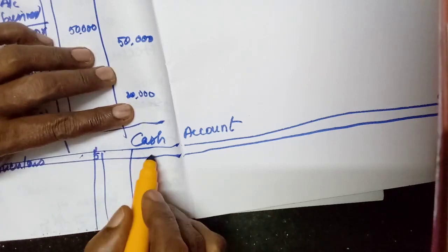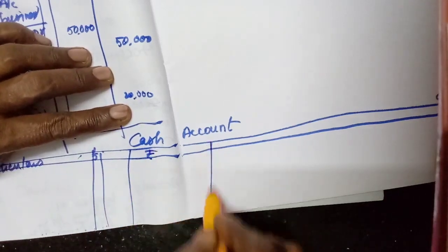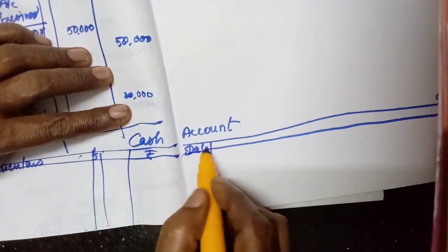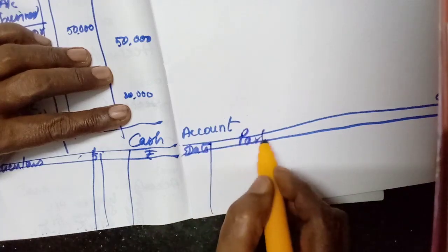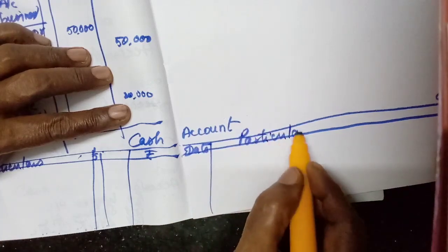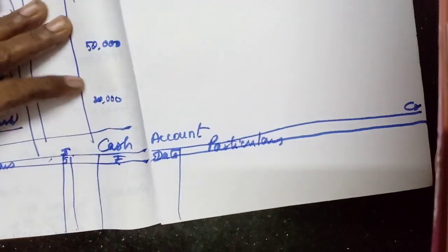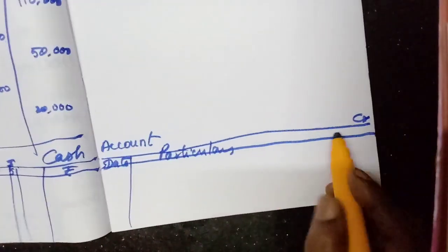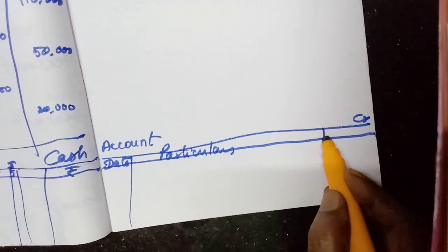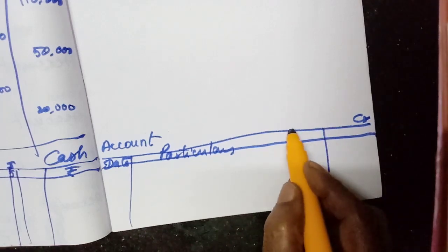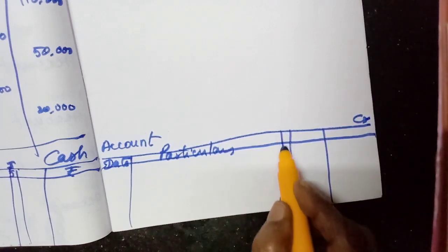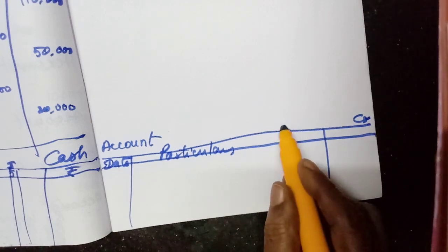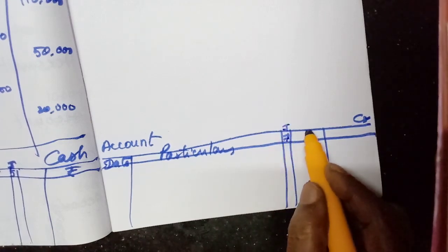Rupees. Again here date, particulars, sorry, here JF. Ledger account JF we have to write. This amount column I am writing little bigger, but you will have both the column same column. JF here, rupees.